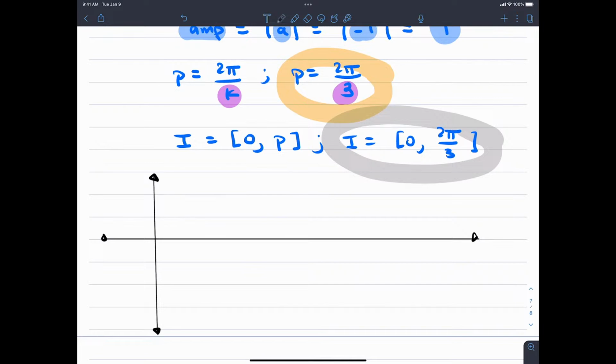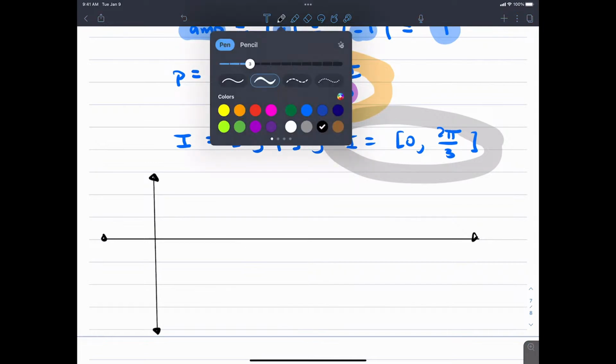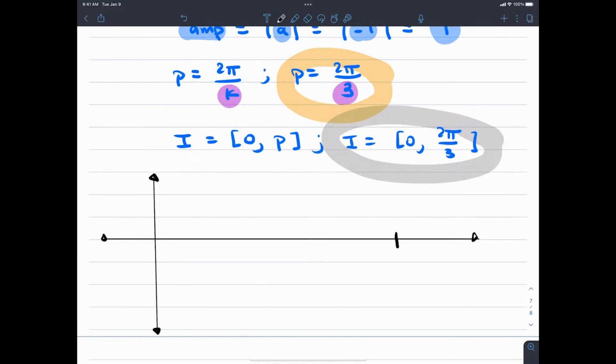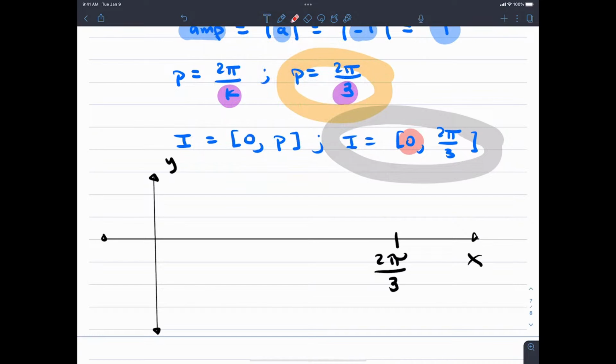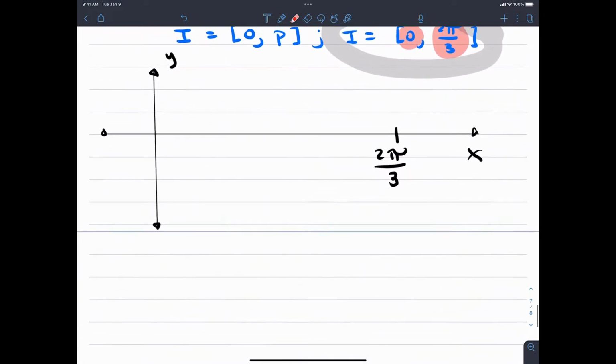Okay, and so the interval of 1 cycle, it starts at 0 and it ends where? It ends at 2 pi over 3. It's your x-axis. This is your y-axis. Is that right? So this is one of the reasons why you care about where it starts and where it ends. Okay?